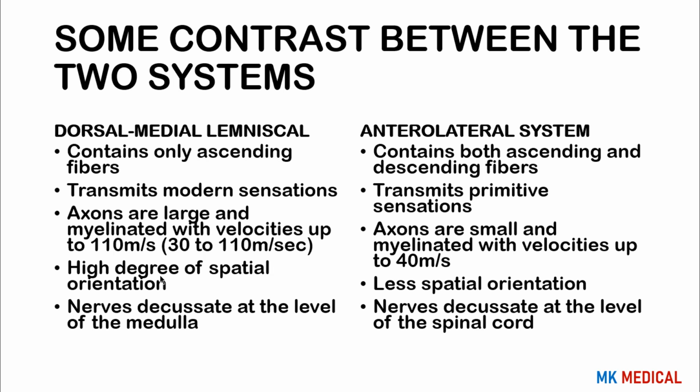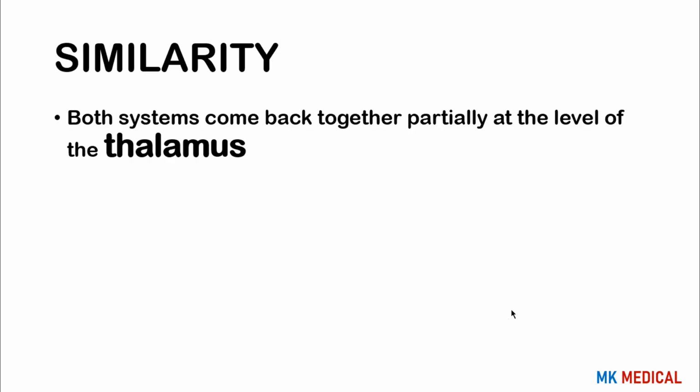The crossing over of these tracts, or the decussation of these tracts, in the dorsal medial lemniscal system happens at the level of the medulla, while the crossing over in the anterolateral column happens at the level of the spinal cord. These are just some of the contrasting differences between the two systems. One major similarity is that most of these systems converge in the thalamus.